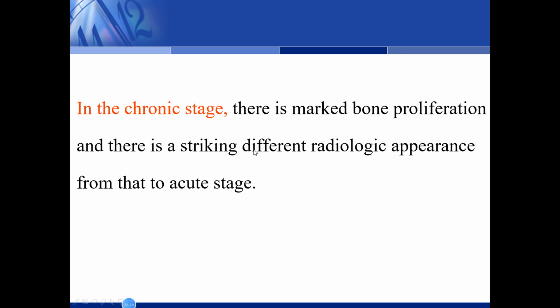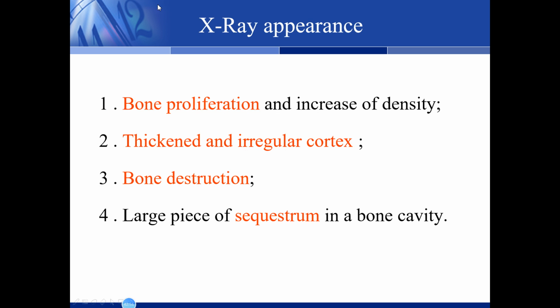In the chronic stage, there is marked bone proliferation, and there is a striking difference in radiologic appearance from the acute stage. The X-ray appearance of the chronic stage: one, bone proliferation and increase of density; thickened and irregular cortex; bone destruction, and large pieces of sequestration in the bone cavity.